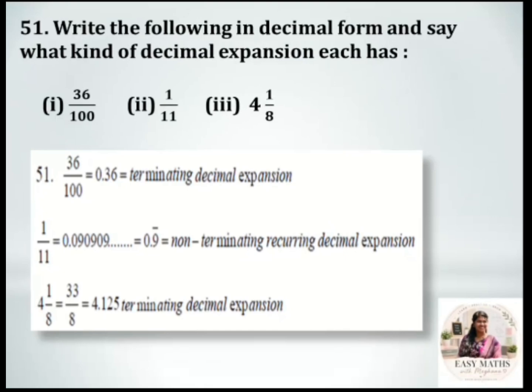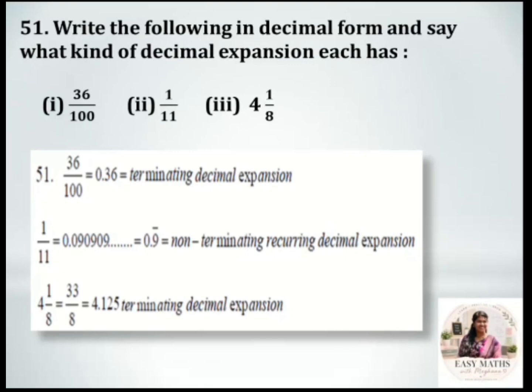Question number 51. This is the last question for 3 marks. Write the following in decimal form and say what kind of decimal expansion each has. Here we have to divide the fractions, that is 36 by 100, 1 by 11, 4 into 1 by 8 can be written as the fraction 33 divided by 8. If you divide and get the remainder as 0, it is called terminating decimal expansion. If you do not get 0 as the remainder, or if you get the quotient repeated, then it is called non-terminating recurring decimal expansion.